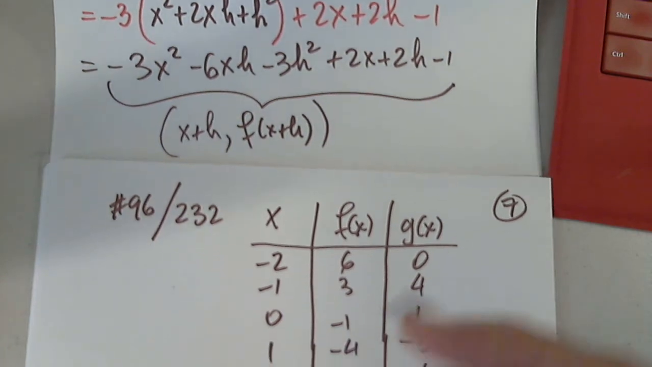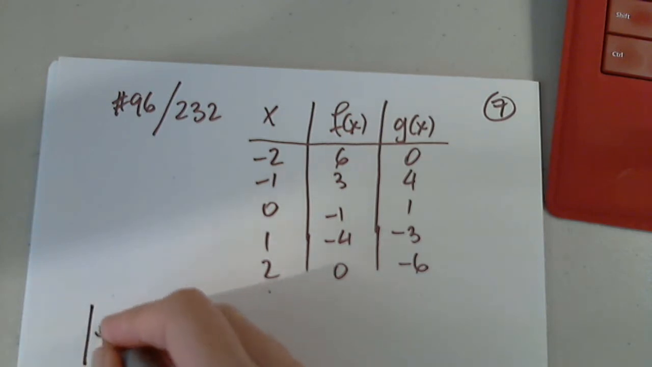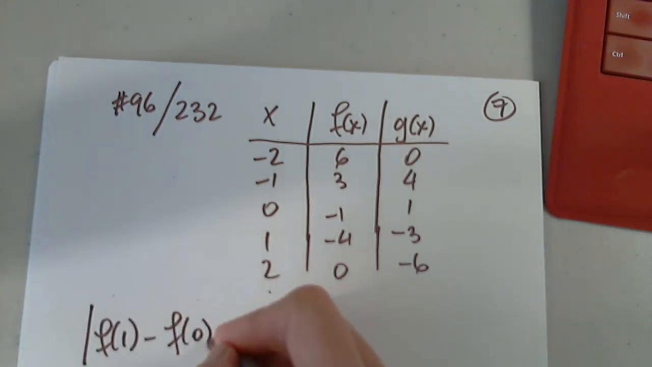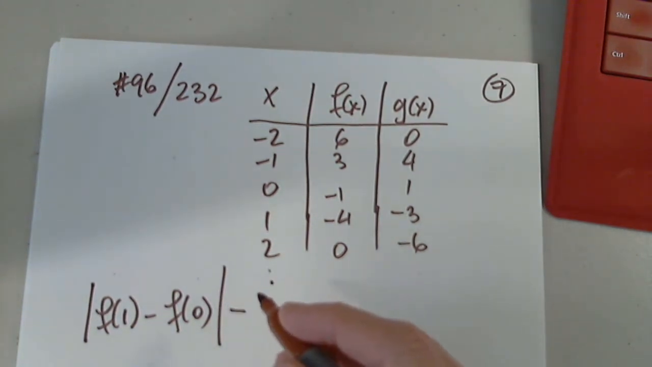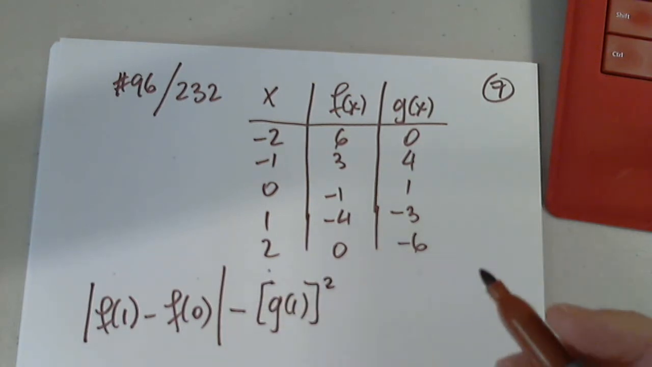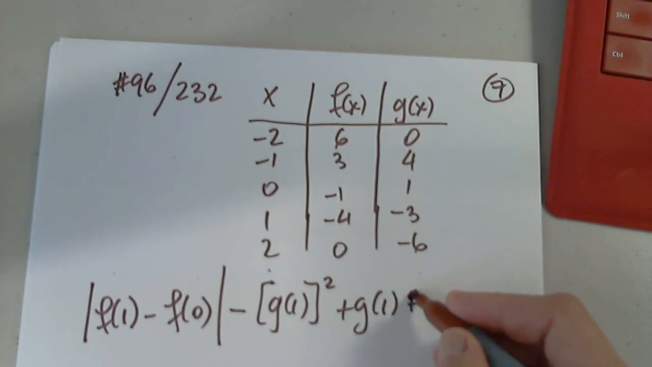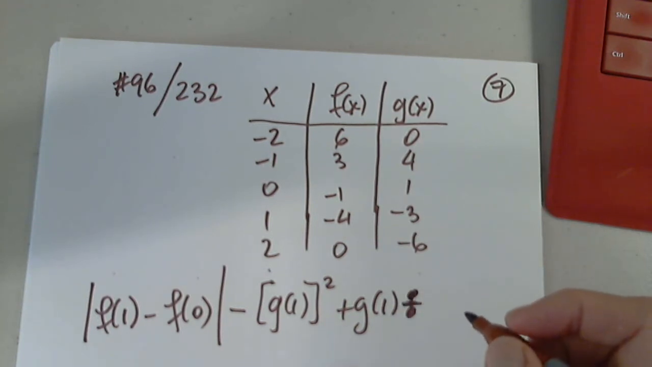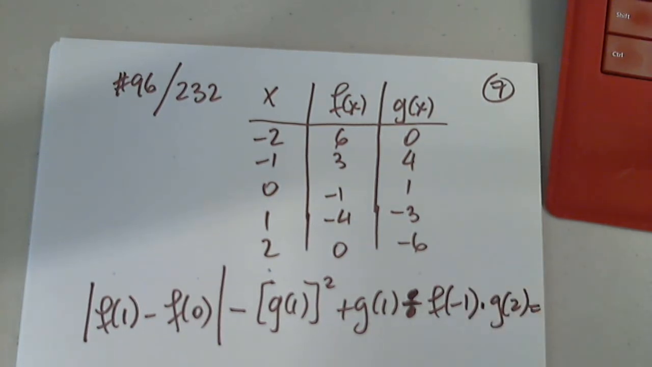And I'm copying what they want us to evaluate. They want us to evaluate the absolute value of f of 1 minus f of 0 minus the absolute value, yes. Then they want g of 1 squared. And they want plus g of 1 again. And divided by f of -1 multiplied then by g of 2.